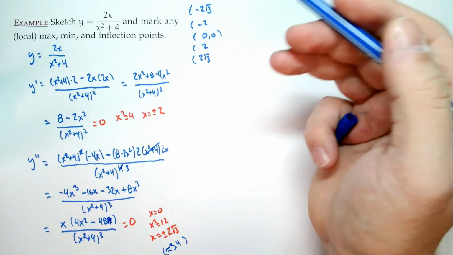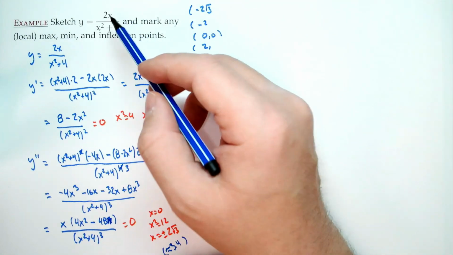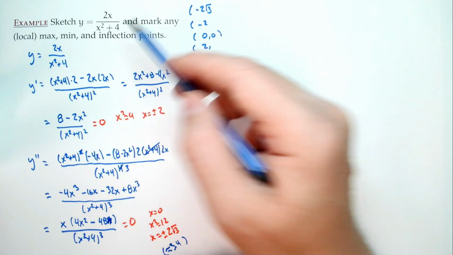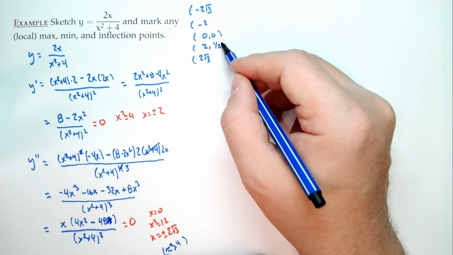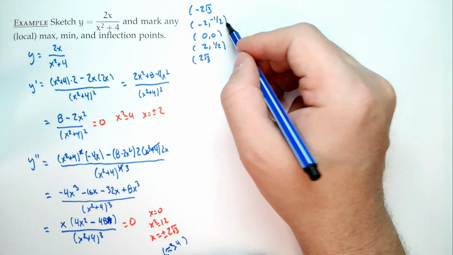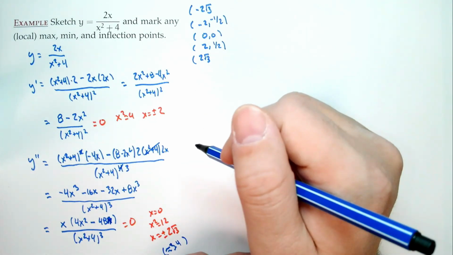Which means if we plug in the positive, and let's say we plug in positive 2, for instance, upstairs we get 4, downstairs we get 4 plus 4, which is 8. So when we plug in 2, we would get 1/2. Well, that means if we plugged in negative 2, we would get negative 1/2. We can do that without even having to think too hard.